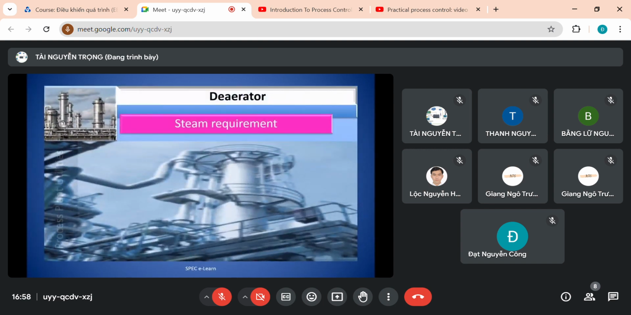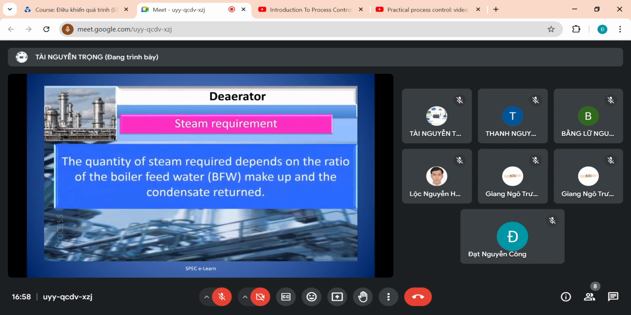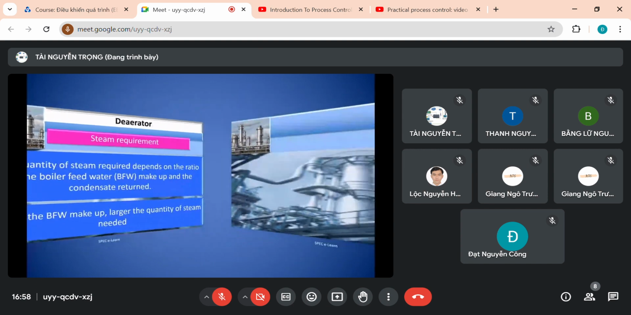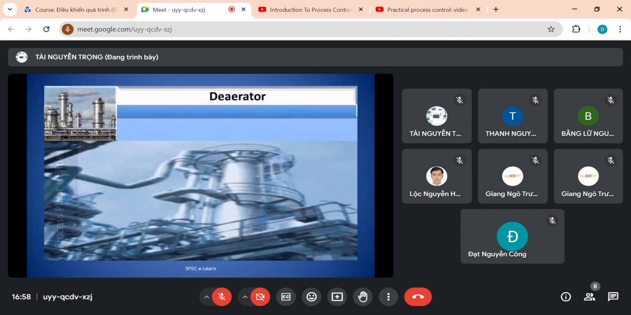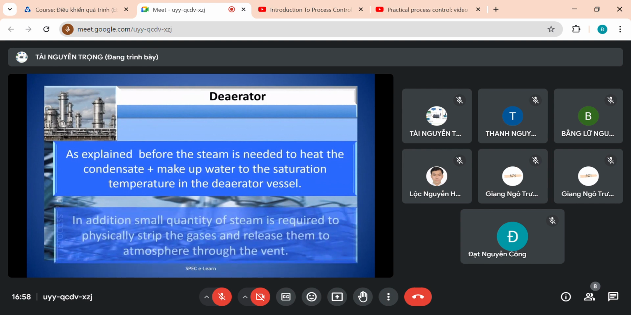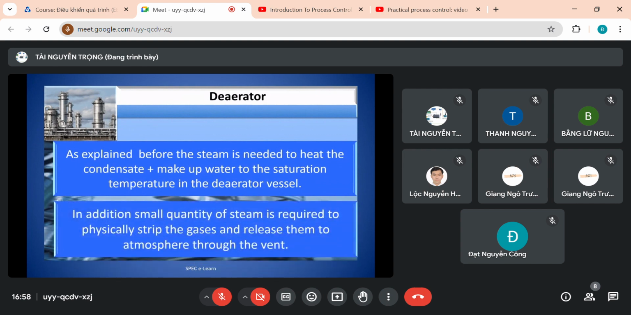Steam requirement. The quantity of steam required depends on the ratio of the boiler feed water makeup and the condensate returned. Higher the boiler feed water makeup, larger the quantity of steam needed. As explained before, the steam is needed to heat the condensate plus makeup water to the saturation temperature in the deaerator vessel. In addition, a small quantity of steam is required to physically strip the gases and release them to atmosphere through the vent.